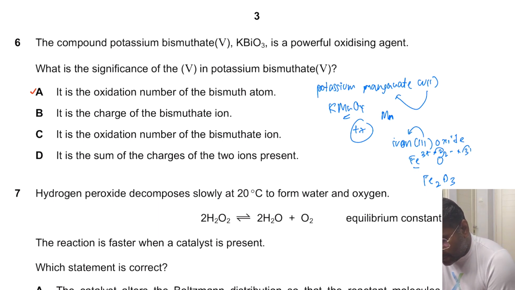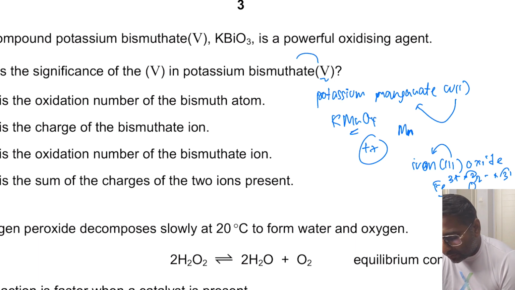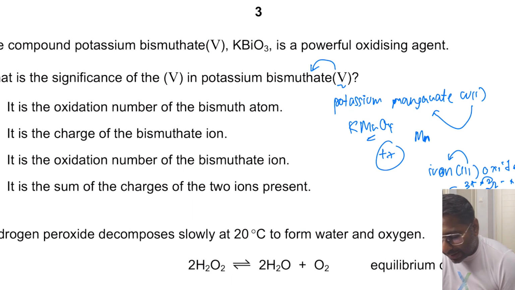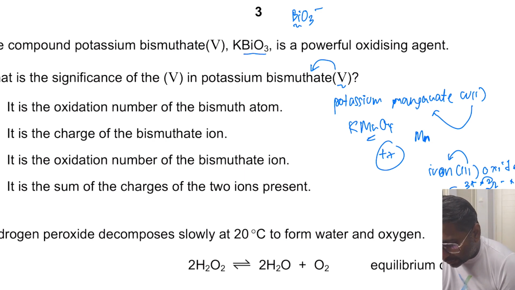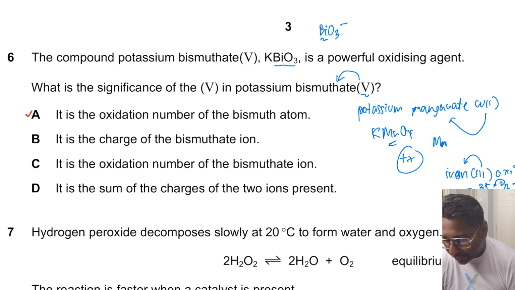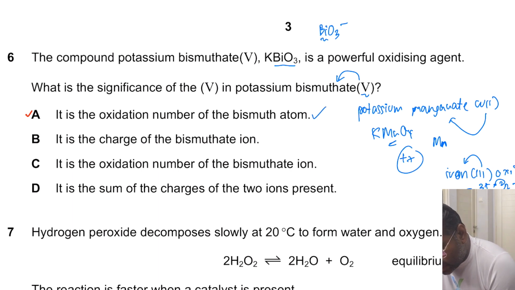So the 5 is beside here bismutate. So this is going to be the BiO3 minus ion. So the 5 tells us the oxidation number of Bi atoms in that ion. So if you look over there, it is the oxidation number of bismuth atom. Yes, correct. Okay, it's the charge of bismutate ion. The charge of bismutate ion is -1, not 5.